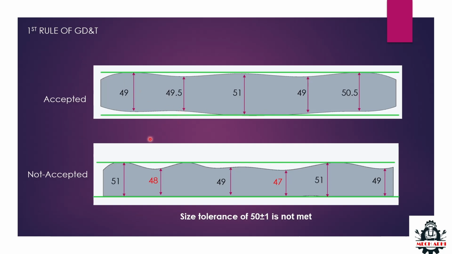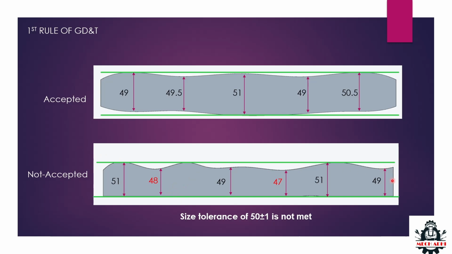When we look at the first picture, we have a wavy part. When we zoom in real close using a microscope or a magnifier, you can see the part has some discontinuities on its surface. But when we run a dial gauge or a vernier caliper or a CMM over this part to measure the dimensions, it is perfectly within our limits. So our limit is between 49 and 51. The part can float within that range. So this is completely acceptable, in terms of size as well as in terms of the first rule of GD&T, which is perfect form at MMC. And then a case which is not acceptable is this part.